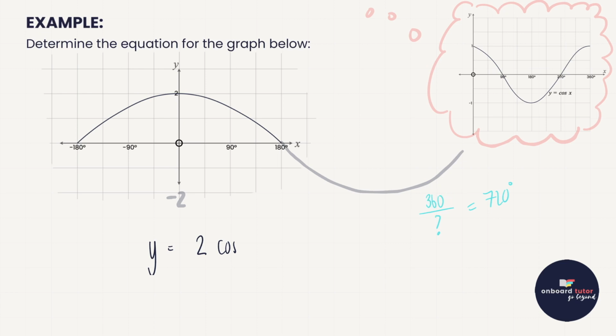So that means I divide by a fraction, because remember, if you divide by a fraction, you tip it and times. So you can even check me on a calculator. 360 divided by a half gives me 720. So this graph's equation is y equals cos a half x.